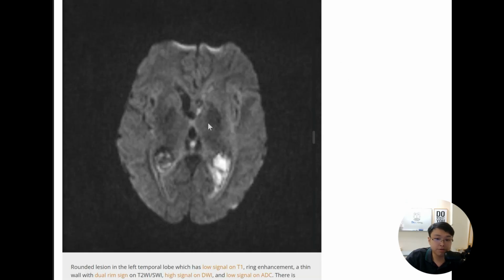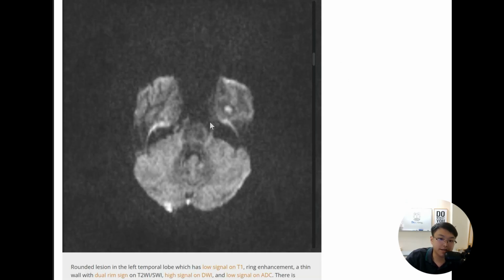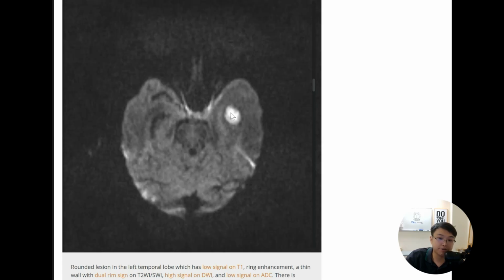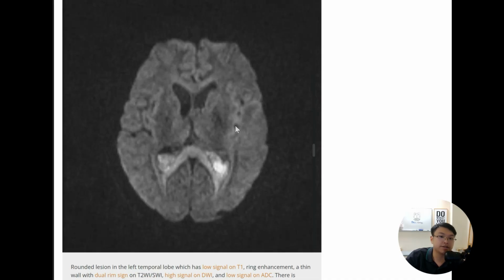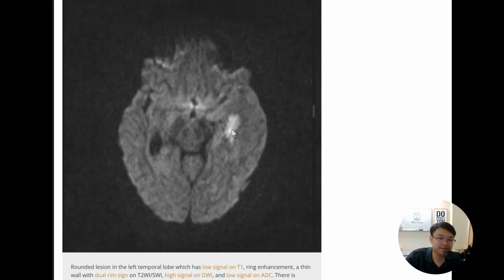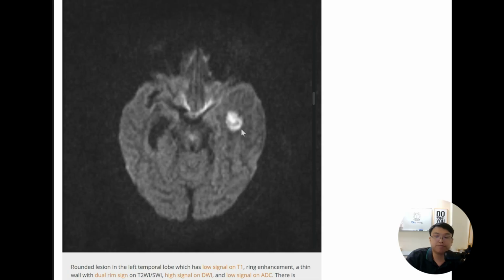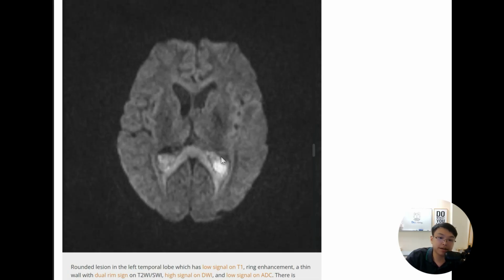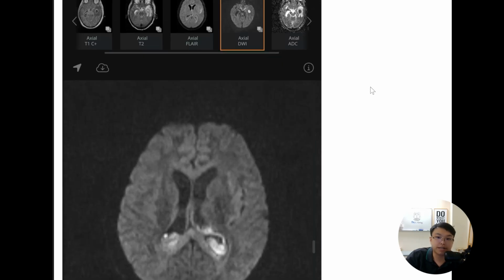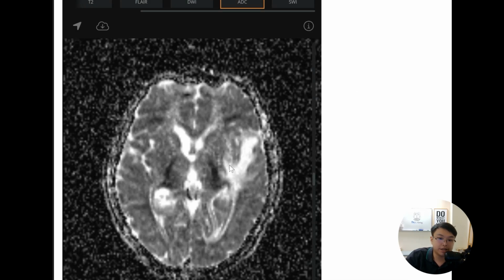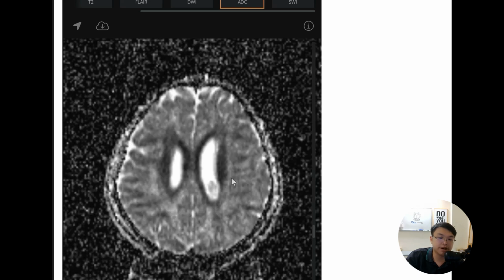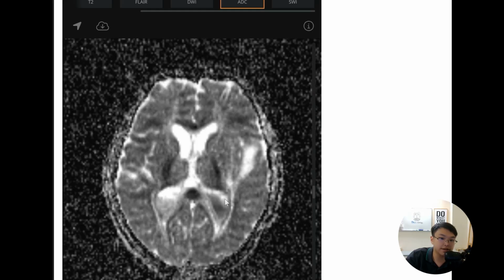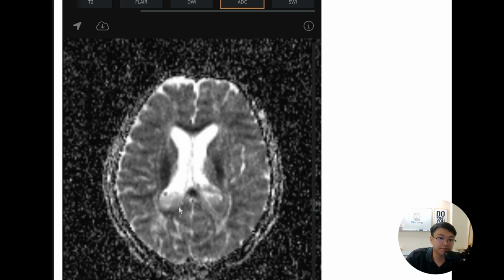DWI is the single most game changer sequence in this case, because we can directly call for a restricted diffusion, okay, within the content of this lesion, which is suggesting it is the pus, okay, which is suggestive of pyogenic abscess. And of course, these debris are also having similar characteristics, which is also restricted as well, okay. To make sure that they're genuinely restricted, of course, we need to have corresponding ADC hyperintense signal like here, okay, as well as within the debris, okay.